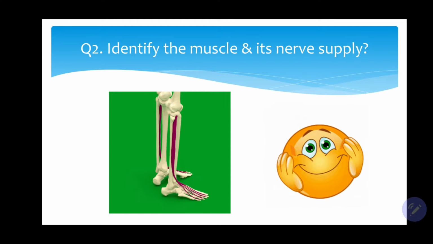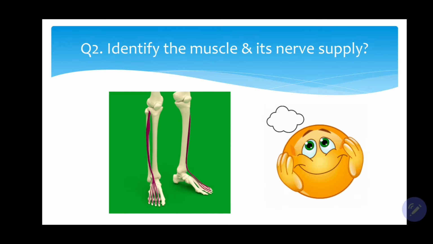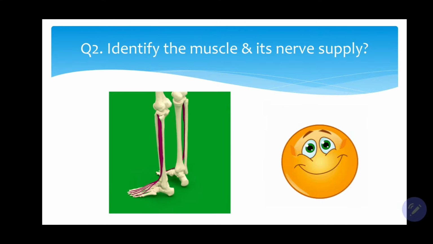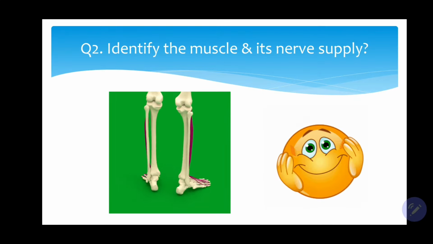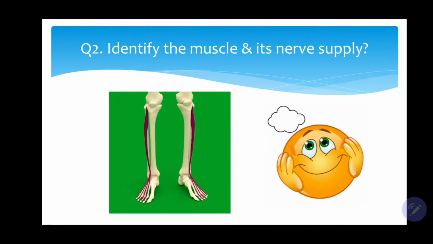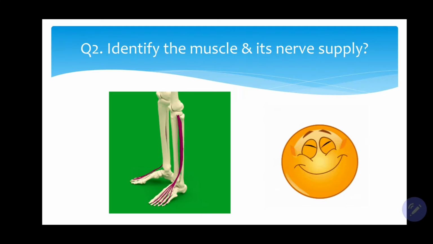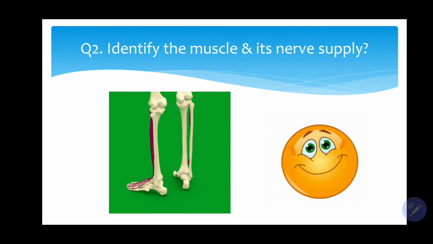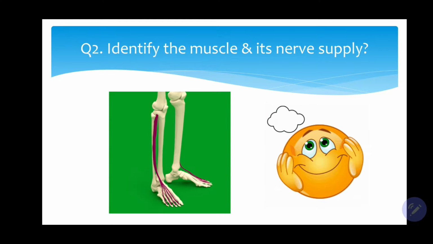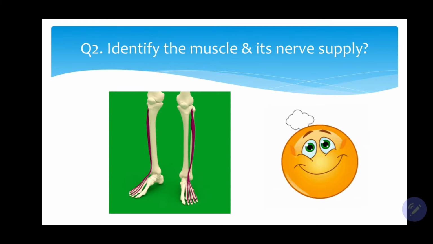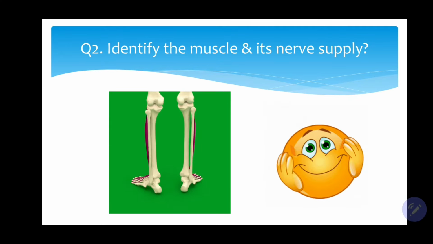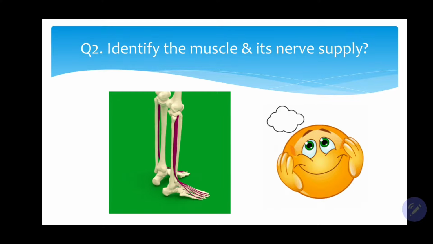The primary action will be the extension of the terminal IP joints, for which purpose it is inserting onto the terminal phalanges. Then secondarily, of course, it will extend all the joints in its course. That means it will also extend the proximal IP joint, the metatarsophalangeal joints, and the ankle joint as well. So it is the dorsiflexor of the foot, and the nerve supply is the deep peroneal nerve.